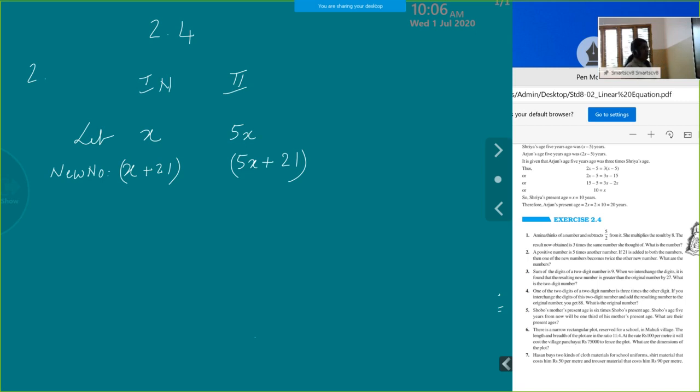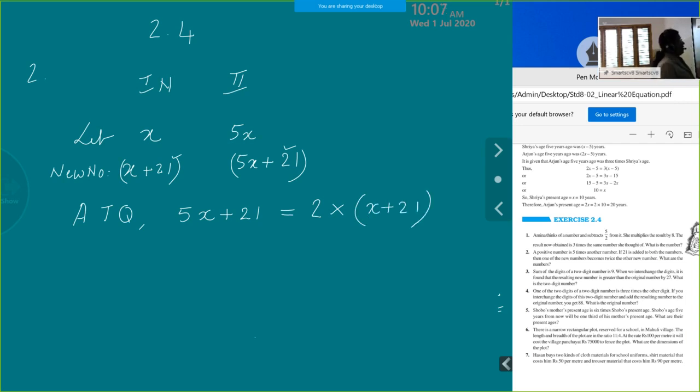So which one is the greater number? 5x plus 21. It is given that one number is twice the other number. So definitely the bigger number will be equal to twice the smaller number, right? So we can write now according to the question. When you compare these two numbers, 5x plus 21 is the bigger one, right? So this will be equal to twice, twice means 2 multiplied by x plus 21.